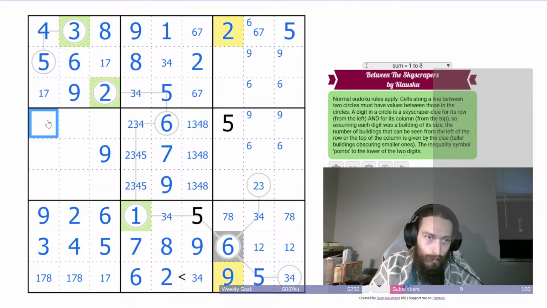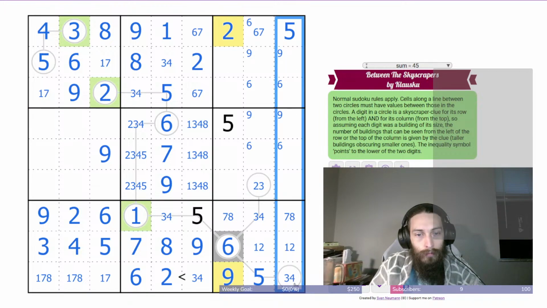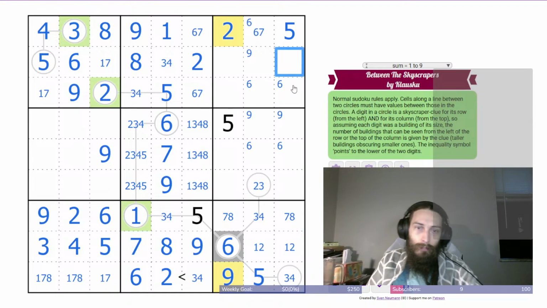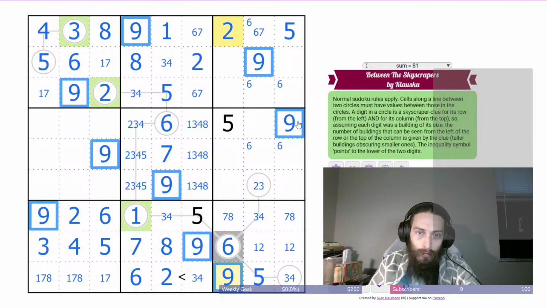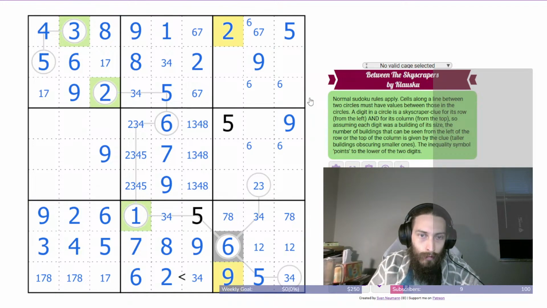I don't know. Oh, column 9, the circle is a 3 or a 4. So cell 2 cannot be a 9. Right. Which places that's the 9. That should be all the 9s. This is now automatically a 2. 2, yeah.